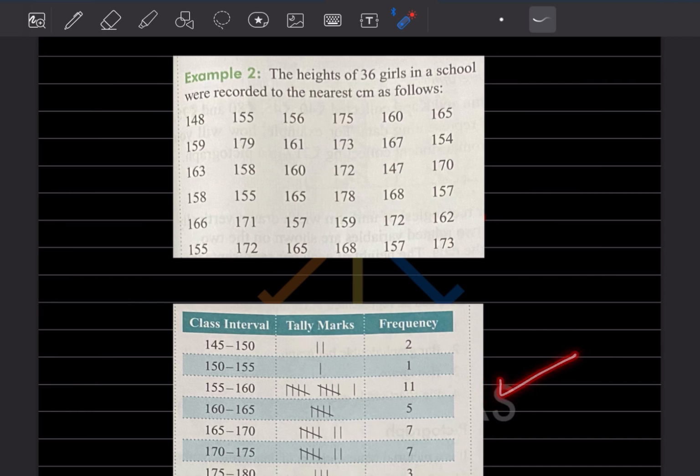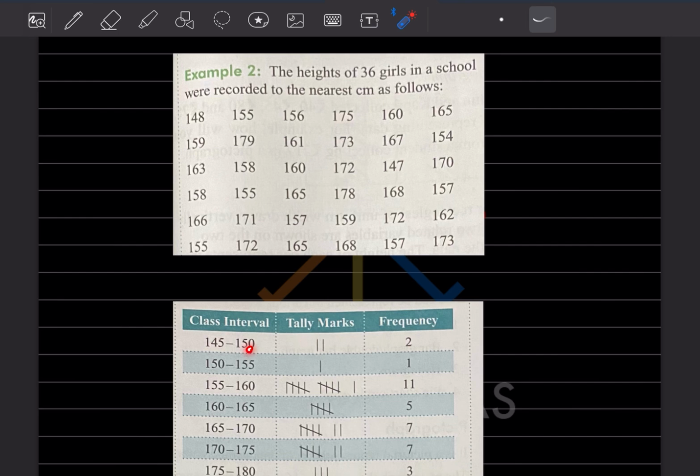Now see here, why this one starts at 145 to 150? You can see the smallest number starts in the 140s. So we can put the range as 145 to 150. This was also given, so you can also check with the help of this example. This is the frequency distribution table, so you get the same one.